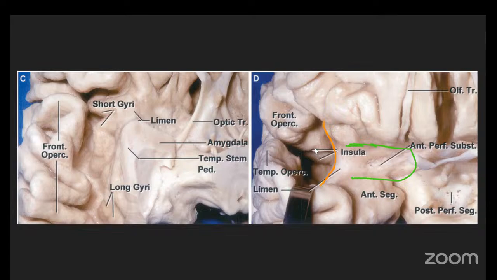And these are the opercular surfaces. This is the frontal opercula. Inferiorly, we have the temporal opercula. So, are you clear now what happens once we retract both of the operculi? We are going to see insula.